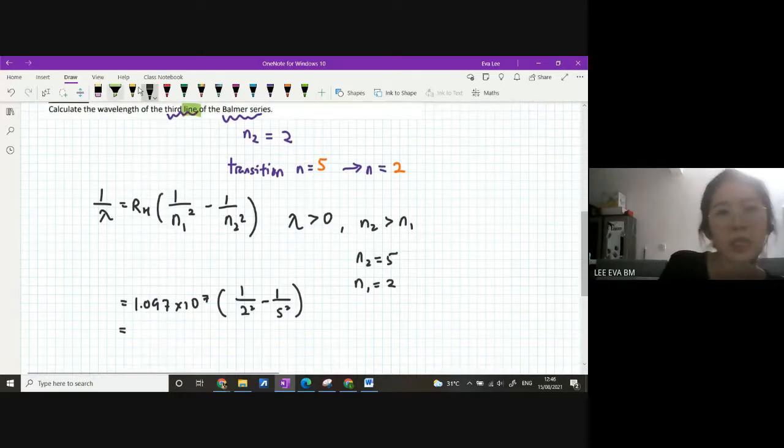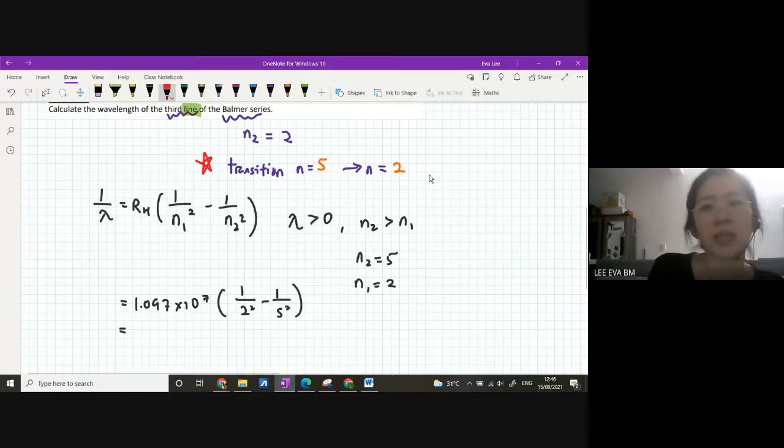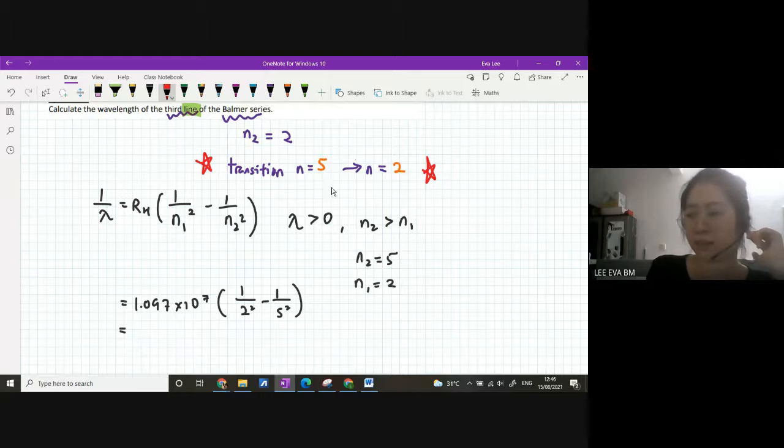This part you must write, which madam highlighted here. The transition from where to where must be written for questions like this. If the question does not specify the energy level, you must write down: the third line forms when the electron makes a transition from n equals 5 to n equals 2. You can make a sentence, or show the transition straight away also can, as long as I can see the values of n.